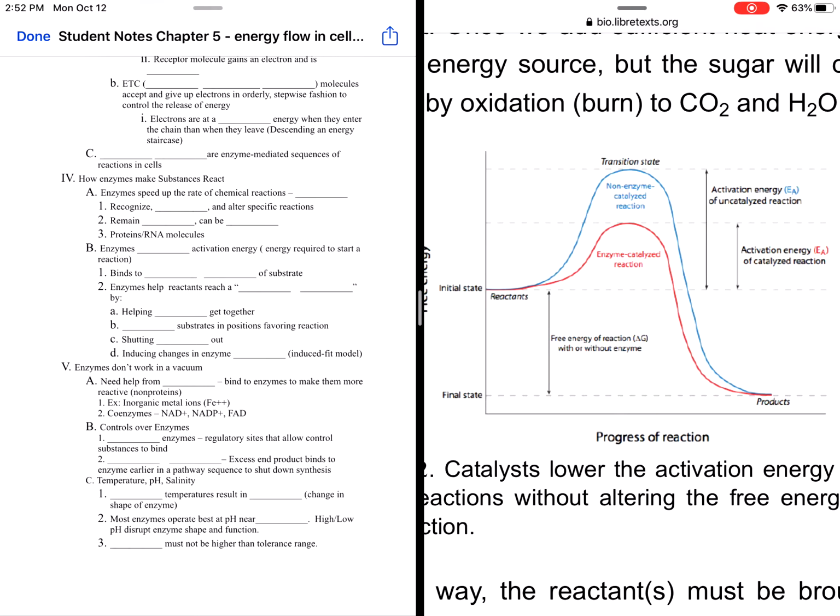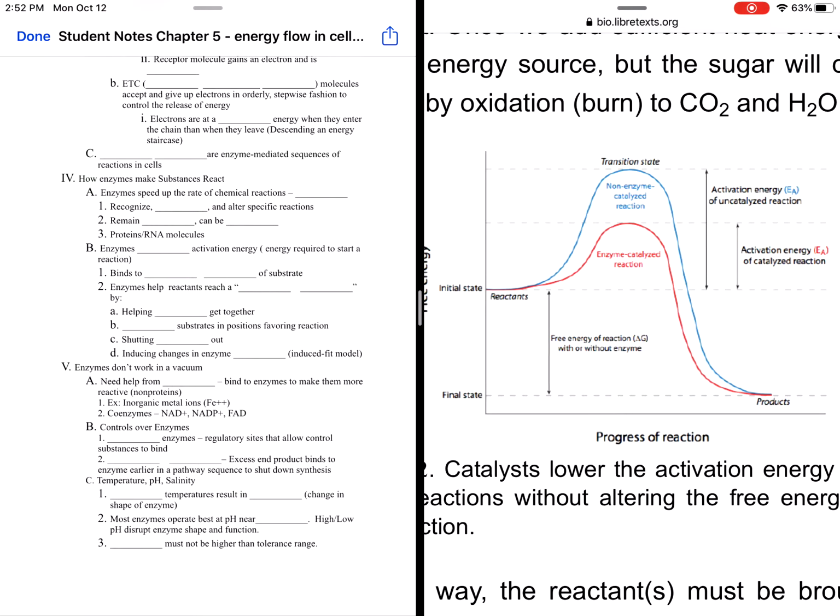It says enzymes speed up the rate of chemical reactions, and it's called being catalytic. We need to speed up the rate of chemical reactions. What they'll do is they'll recognize the molecules, they'll bind to the molecules, and then they'll alter specific reactions. They don't work for everything. It's a lock and key model, so one enzyme works for one reaction. Enzymes will remain unchanged in that reaction, and therefore they can be reused over and over again.